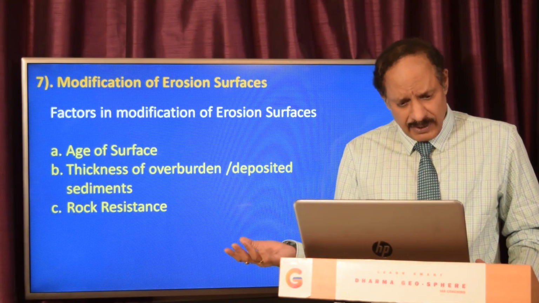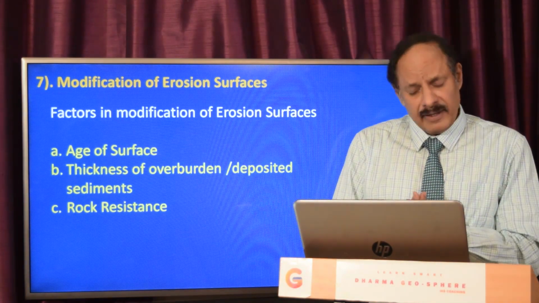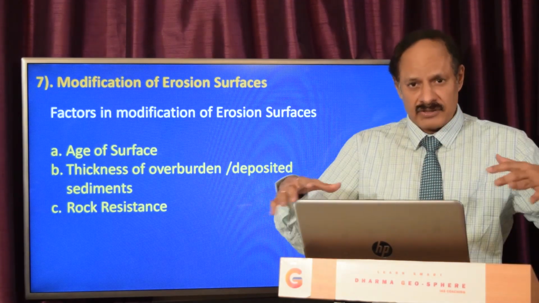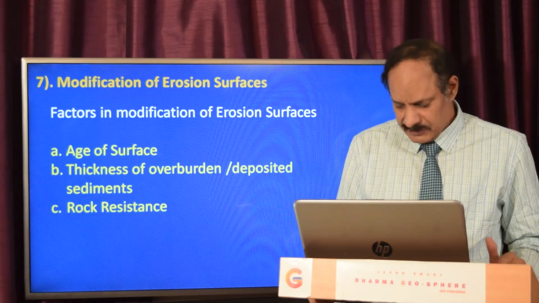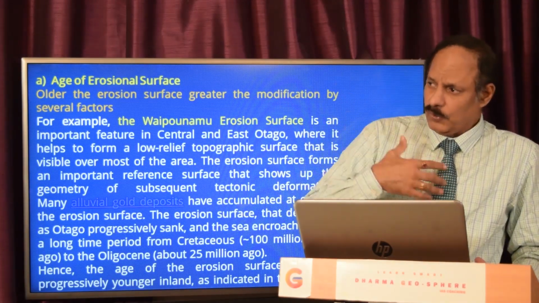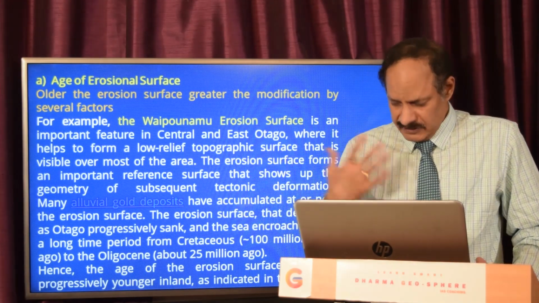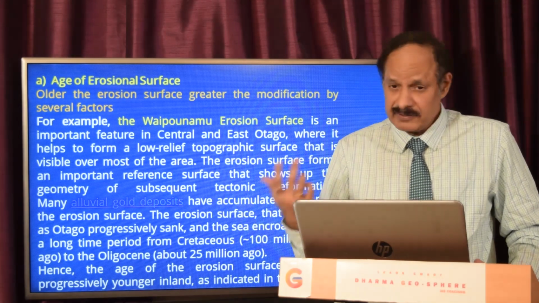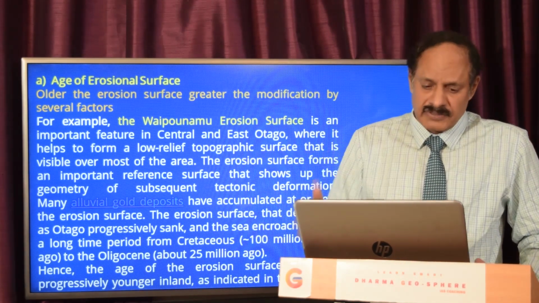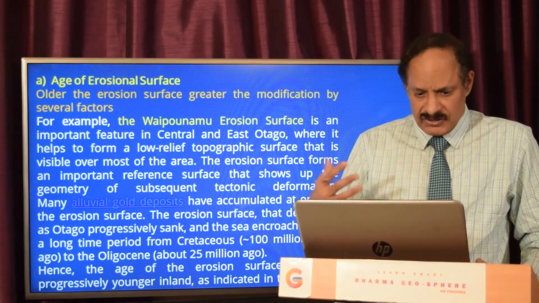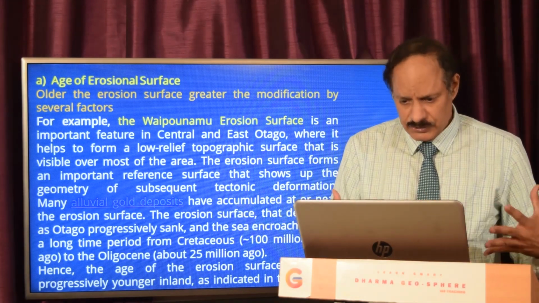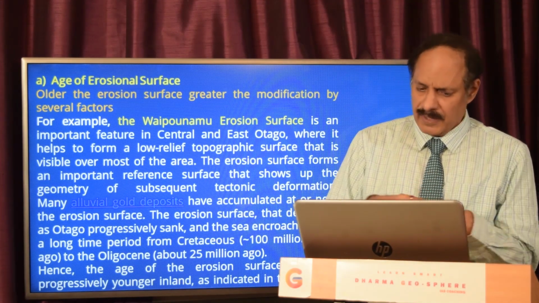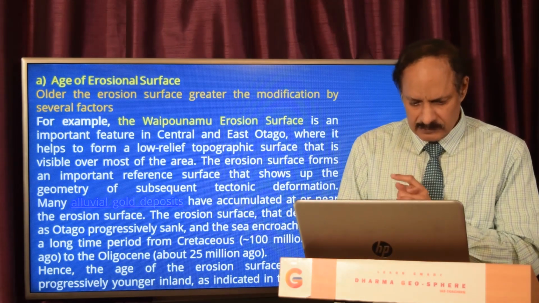Then modification, it depends. The factors are mainly the age of the surface, it could also be thickness, what is deposited on them, and the rock resistance. I'll show you the examples. The older the erosion surface, the greater the modification of the erosion surface through several factors, including environmental factors. Say for example, if you take the Waipounamu erosion surface, an important feature in East Otago, it helps to form a low relief topographic surface that is visible in most of the mapped area.